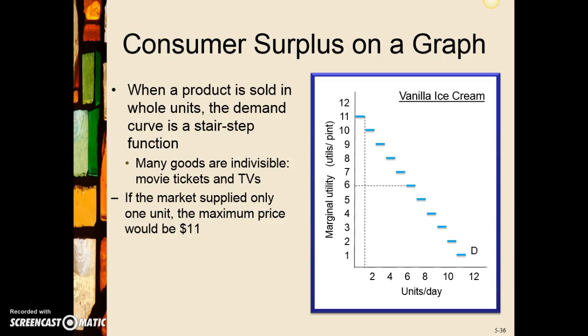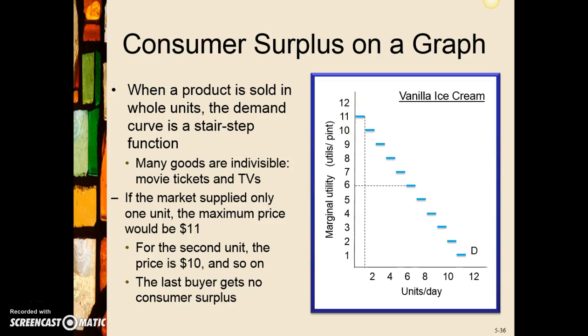If the market supplied one unit in this market, we'd have an $11 price and only one buyer would buy it. And if we had only 2 units in this market, it would be a $10 price. If we sold 3 units, it would be a $9 price, on and on. Let's assume that the price in this market is $6. And so at $6, 1, 2, 3, 4, 5, 6 people are buying the good at that price.